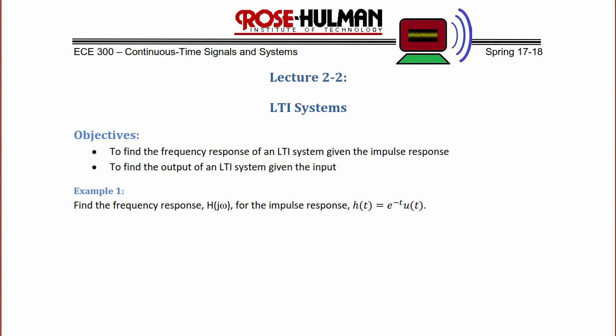Example 1. Find the frequency response H of j omega for the impulse response h of t equals e to the minus t u of t. But before we jump into solving this problem, I want to relate this back to what you studied in your circuits course and how to actually find the impulse response.